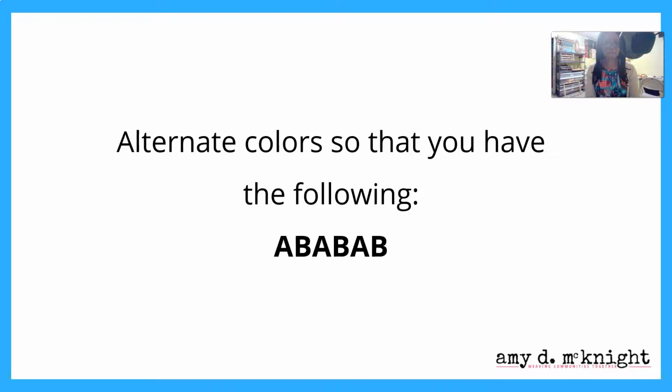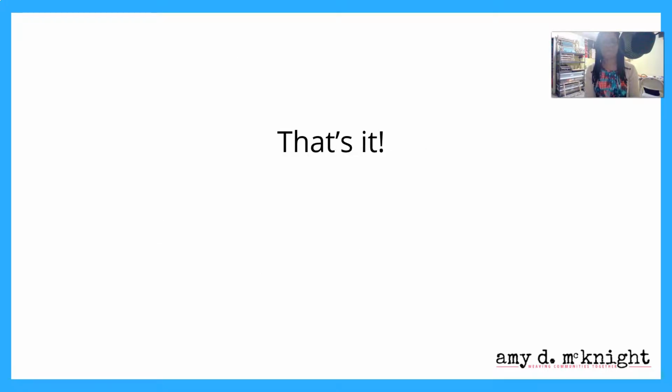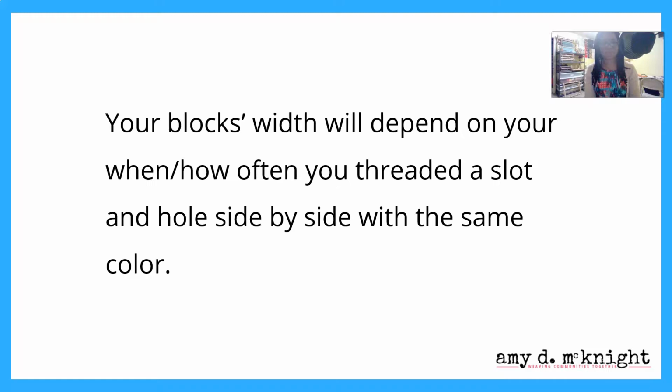You're going to alternate the colors so that you're going to have the following: A, B, A, B, A, B. Then you're going to change the pattern and you're going to do the following. Thread a slot and hole with the same color. So we're going to go A, B, A, B, A, B, B, A, B, A, B, A, B, A, A, B, A, B, A, B, A, B, B. That's it. And you're going to continue across.